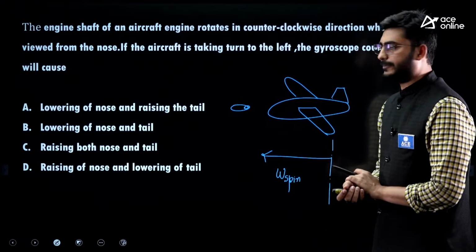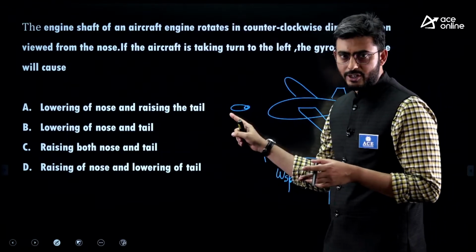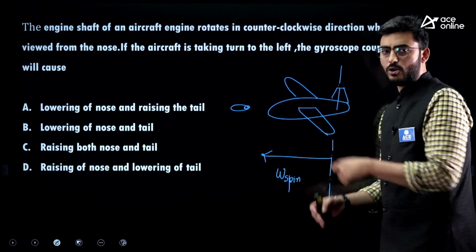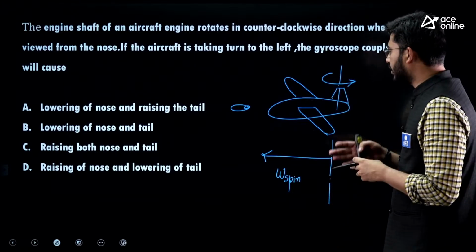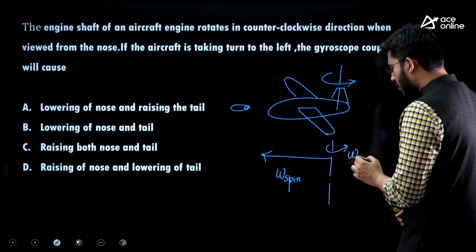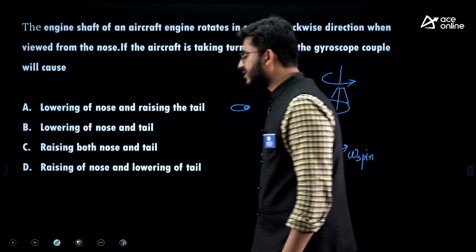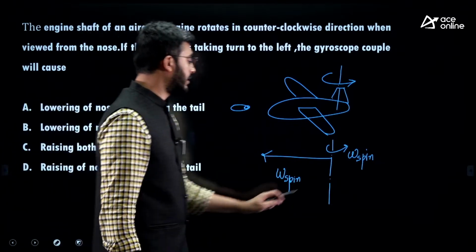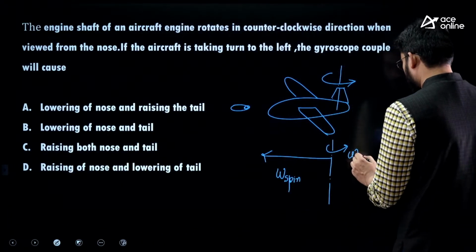Aircraft is taking the left turn. Aircraft is turning towards left side. So left side is decided by the pilot, not by the observer. Understand that. So it is turning to the left hand side, which means that it is coming out of the screen towards this. So this vector will cause the left turn in the aeroplane. Here we are required to place this vector, or this is going to define omega spin. Sorry, this is omega precession, guys. I am sorry. This is omega precession.